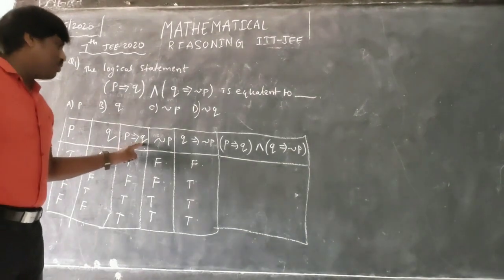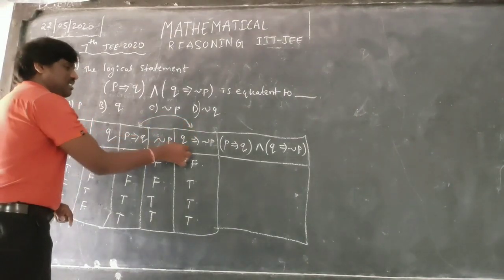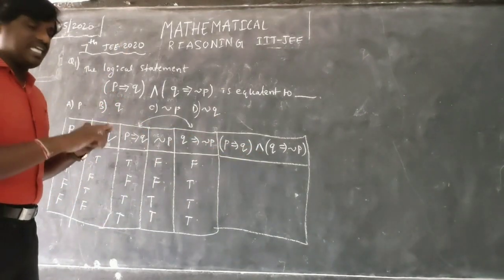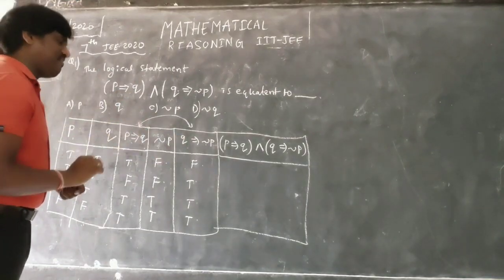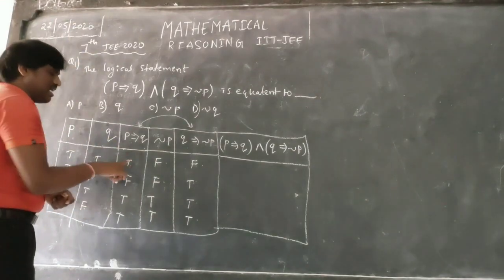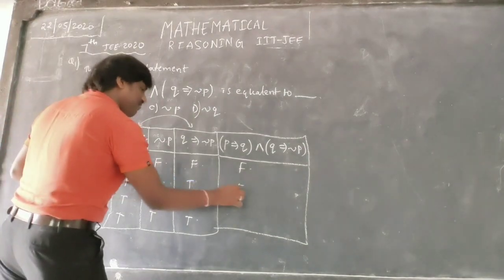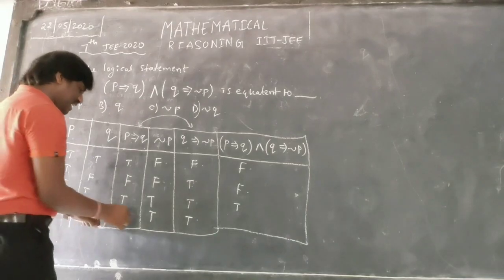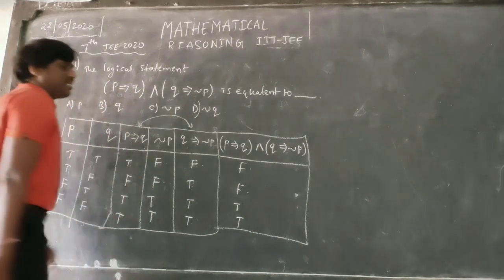Now, P implies Q and Q implies negation P, for these two boxes I have to use the AND connective. T and T is T, the remaining times it is F. So TF is F, TT is T. What I got here is T.